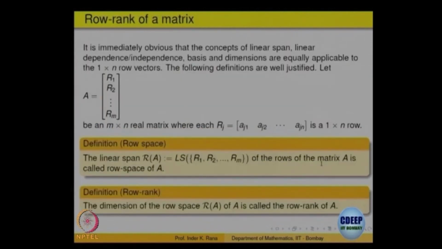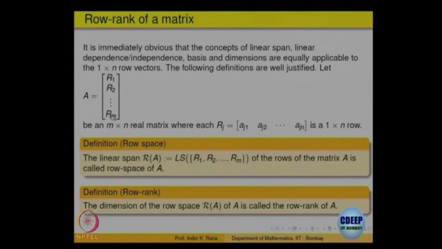Let us look at some vector spaces associated with a matrix. Let us take a matrix A, and these are the row vectors R1, R2 and Rm. There are m rows and each row is a vector of length n. So, this is an m rows and n columns matrix, each row vector has n components. So, this is an m cross n matrix.